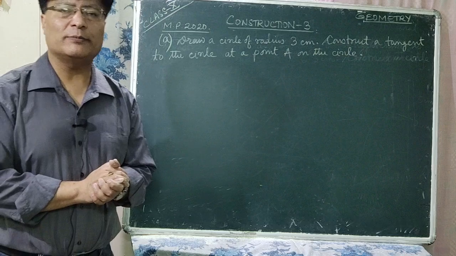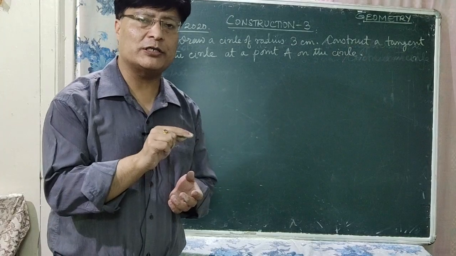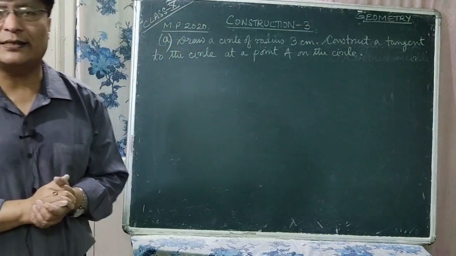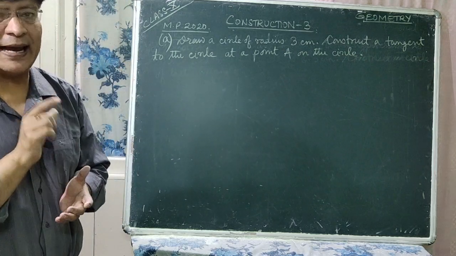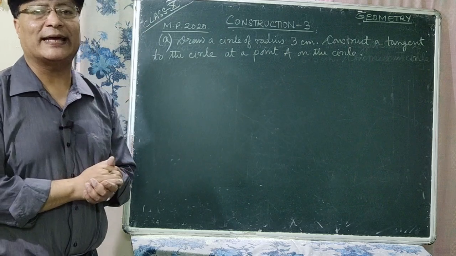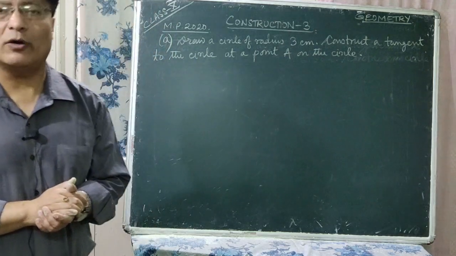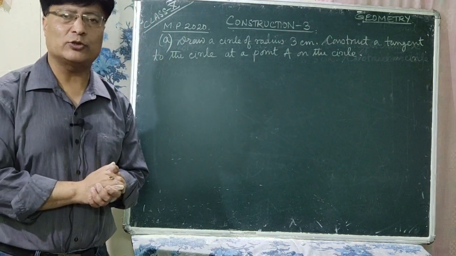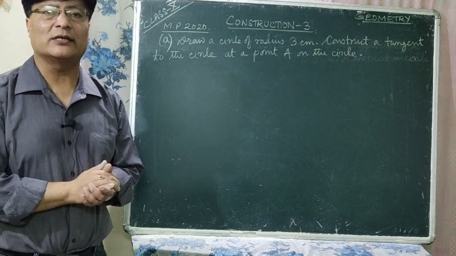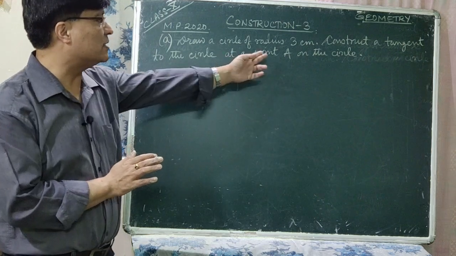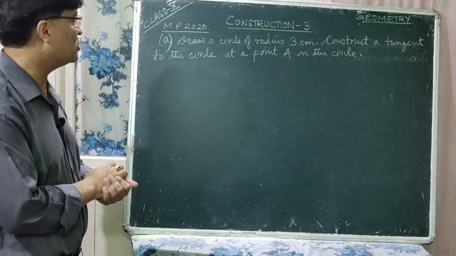So you know tangent, what is the meaning of tangent? The straight line which touches a circle at a point on the circle is known as a tangent. Okay? So any point A is taken on the circle, and at that point A, you have to draw a tangent to the circle. And the point where the tangent touches the circle is known as the point of contact. So in this case, this A is the point of contact, okay? This question is from Madhyamik Pariksha 2020.